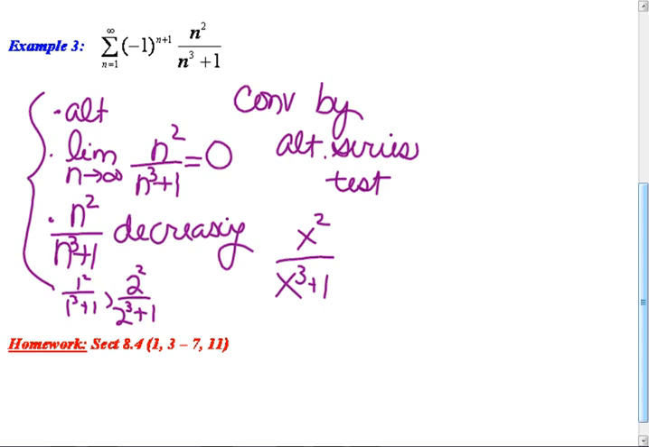I'll challenge you to find a sequence with a limit of 0, but it's not decreasing. I know it's weird. I can't think of one. I probably have one in my answer book someplace. But I'm telling you right now, you're going to be safe. If you have an alternating series and the limit is 0, it's going to be decreasing. They're not going to trick you. But you're going to say it's decreasing, because the theorem doesn't apply unless it's decreasing.